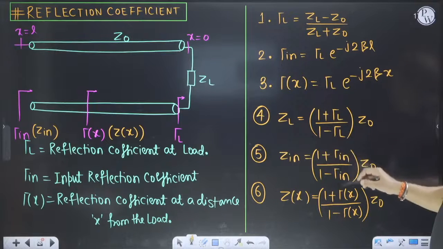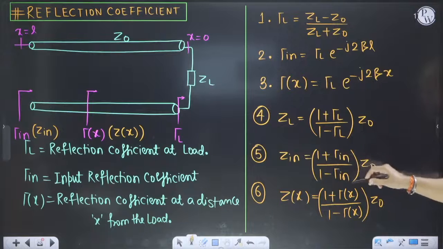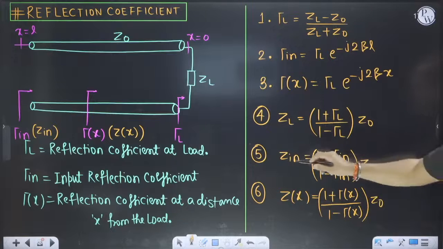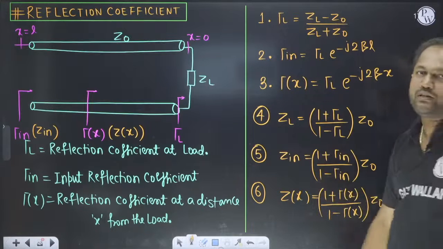So if you are taking the reflection coefficient gamma in, you can calculate Zin, and if you take reflection coefficient gamma x, you can calculate Zx.